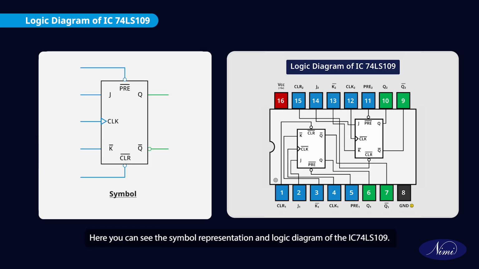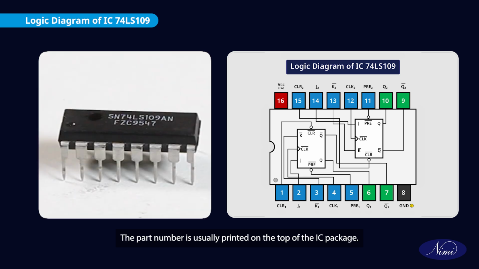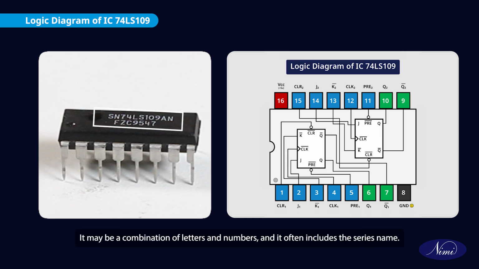Here you can see the simple representation and logic diagram of IC74LS109. The part number is usually printed on the top of the IC package. It may be a combination of letters and numbers, and it often includes the series name.